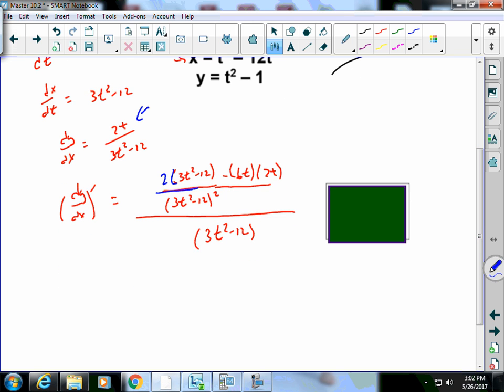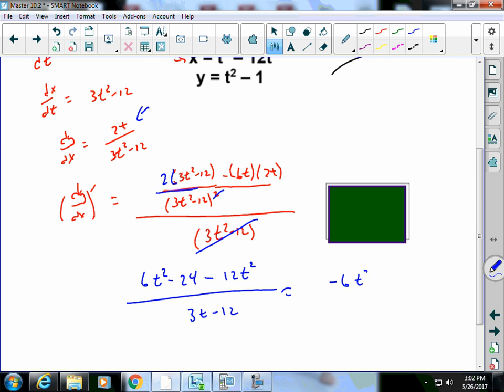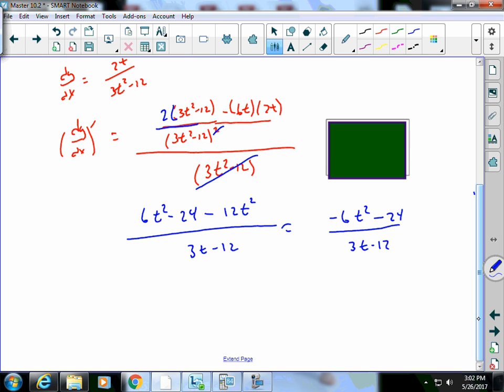Now let's distribute: 6t squared minus 24 minus 12t squared, all over. And as we already saw, we could simplify by canceling one of these with that. And there it is. I can combine my like terms. I get minus 6t squared minus 24 all over 3t squared minus 12. I could simplify that a little bit more. I could take a minus 6 out, giving me t squared plus 4 over 3 times t squared minus 4.